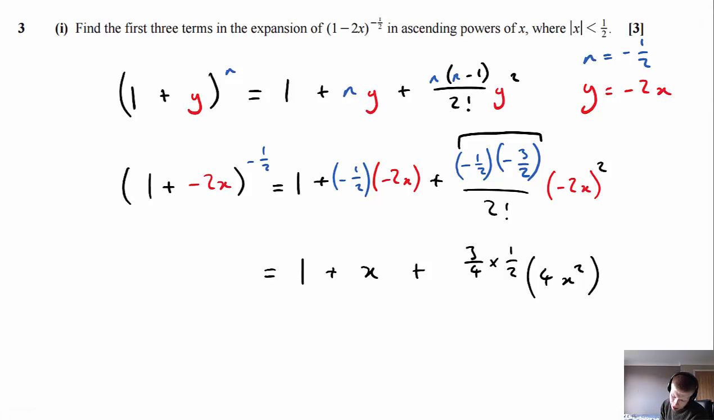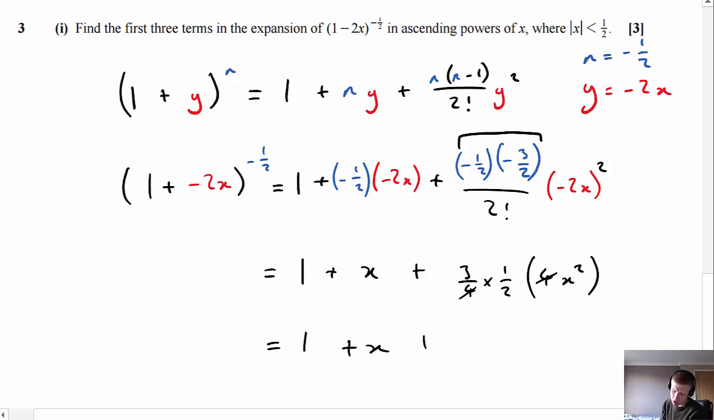So, have I got any simplifications I can make? Well, yes, because look, I've got a 4 there and a 4 there, so they cancel. Then I'm left with 1 plus x, haven't changed the first two terms. Then I've got 3 times 1 over 2, so that's 3 over 2 times x squared. And that is the expansion for the first three terms in ascending powers of x of 1 minus 2x to the power of negative a half.